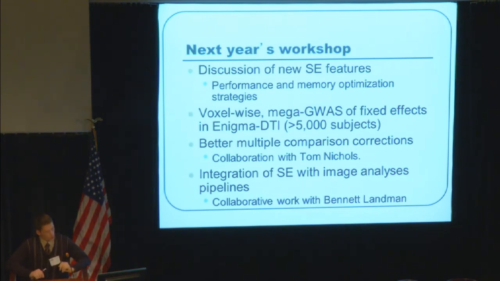And in next year's workshop, we'll continue this discussion of new SOLAR Eclipse features, and specifically in terms of performance and memory optimization strategies. And by this time, I hope we'll be able to perform voxel-wise megagenetic association analysis of fixed effects in the entire ENIGMA DTI sample of presumably over 5,000 subjects. And hopefully next year, Tom Nichols will inform us on a better multiple comparison correction, and we'll talk about more integration of SOLAR Eclipse with image analysis and pipelines, and that's our collaborative work with Dr. Landman.